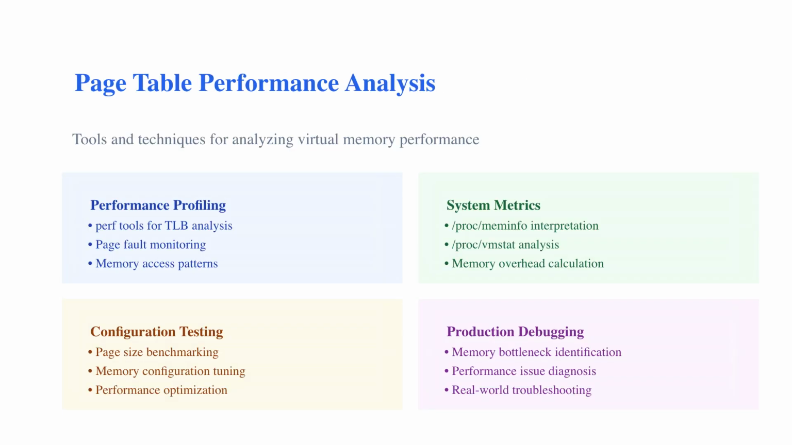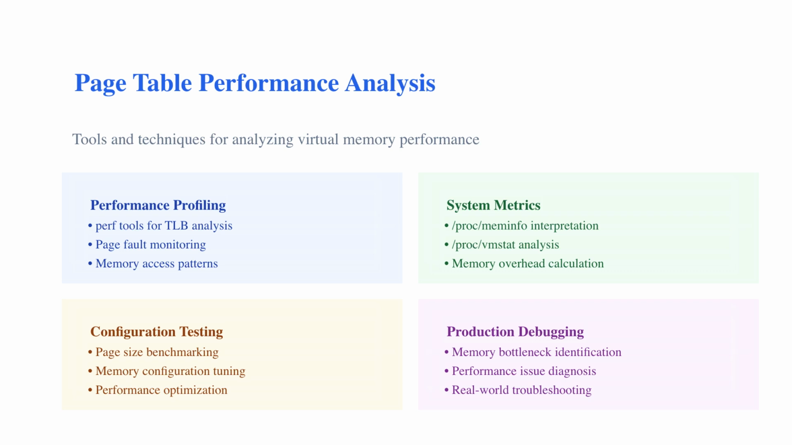The kernel must intelligently place pages close to the processors that will access them most frequently. Page compression techniques can also reclaim memory by compressing infrequently accessed pages, trading CPU cycles for memory space. These optimizations work together to create a highly efficient virtual memory system. Understanding these techniques helps us appreciate why modern operating systems can handle massive workloads while maintaining excellent performance characteristics.